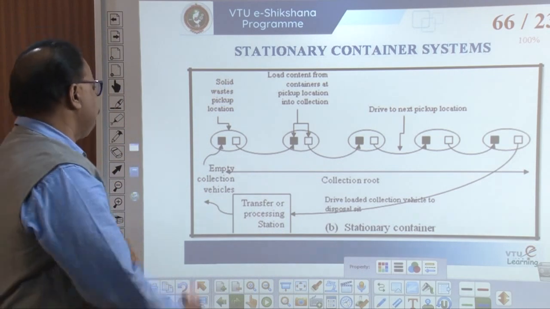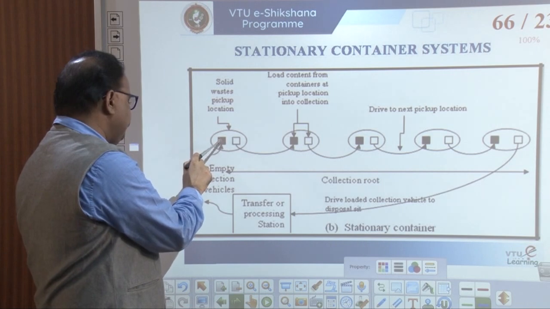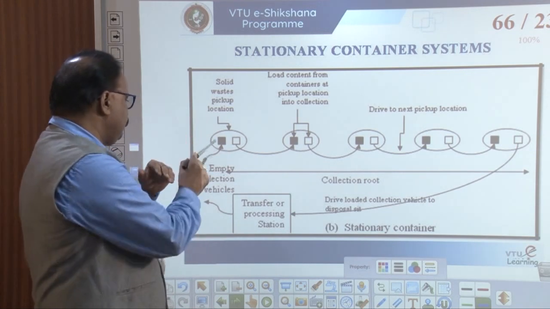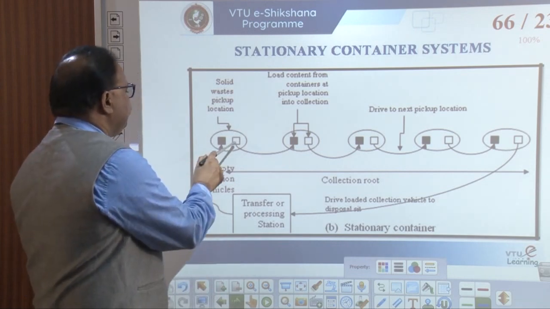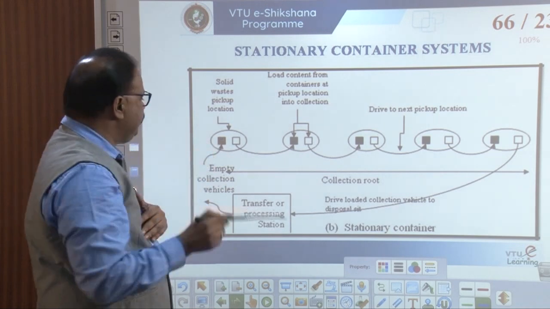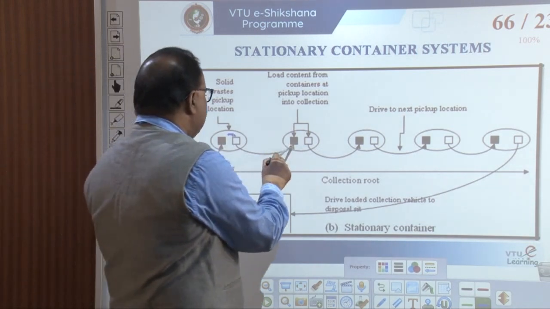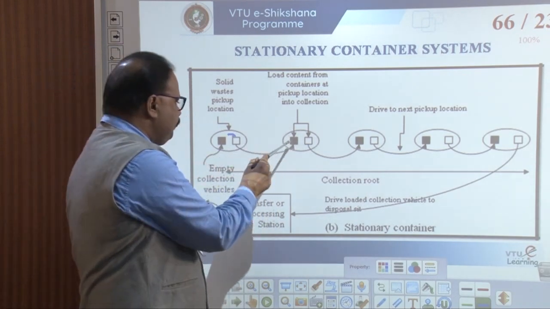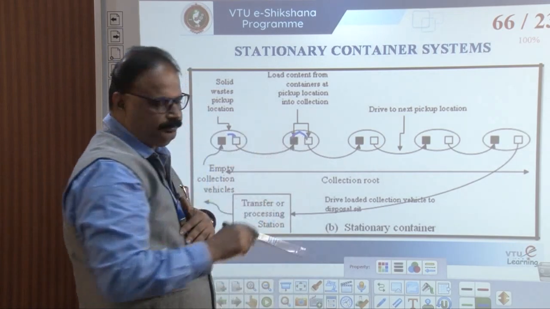Stationary container system: in the morning a vehicle will come. This is a small container. The vehicle takes all the waste, manually or mechanically, and the container is filled and emptied, and kept in the same place. The truck then moves to the second place, where a container is filled with waste. It takes the waste, dumps it in the truck, and the empty container is kept here only.